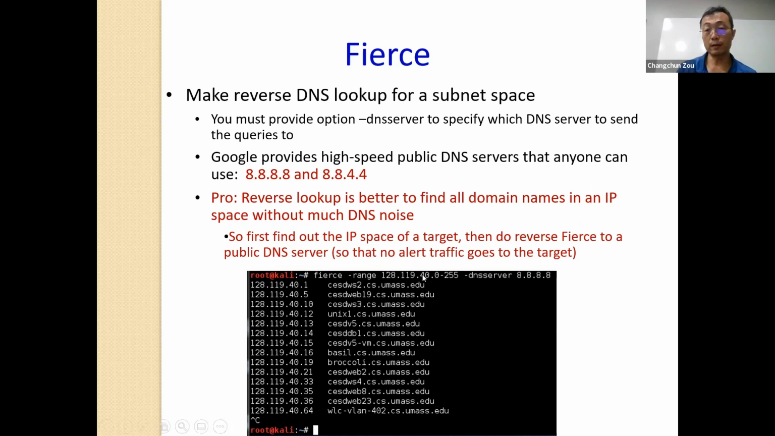So you can send this DNS query to a public DNS server, like Google provides 2 high-speed public DNS servers that anyone can use, which are 8.8.8.8 and 8.8.4.4. So I specify which public DNS server I want to send this reverse DNS lookup to. So even your local ISP will not know that you are doing this. They only know that you are sending DNS queries to this public DNS server. So I will do this.